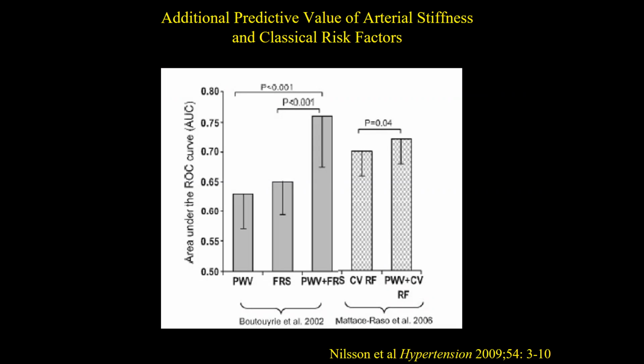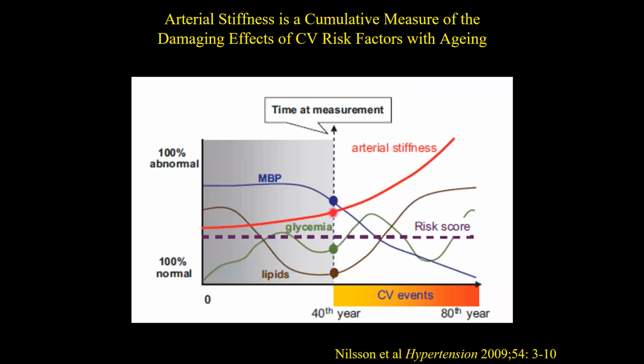Here is the risk attributed to pulse wave velocity. Here's the Framingham risk score. If you add pulse wave velocity to the Framingham risk score, you do shift that ROC curve. And again, in this other study, you can see that adding pulse wave velocity gives you extra predictive value. So this is an independent predictor of cardiovascular risk.